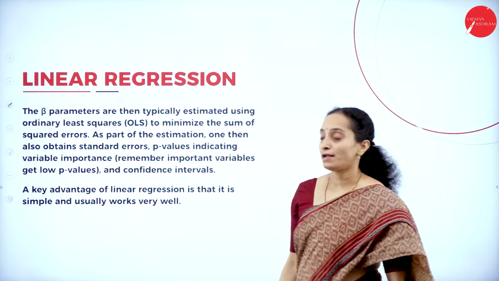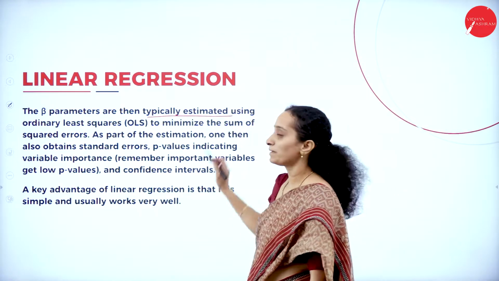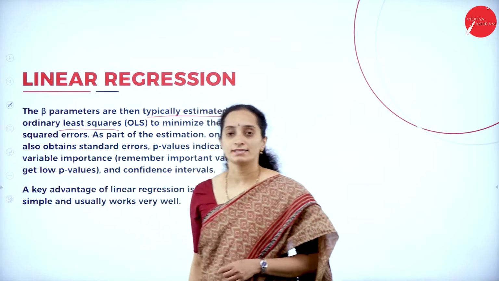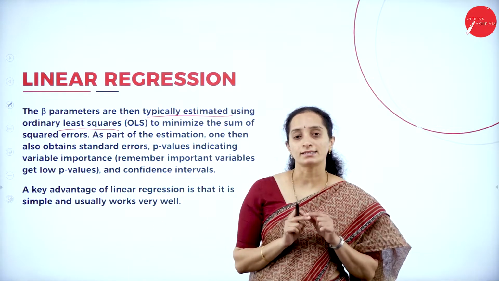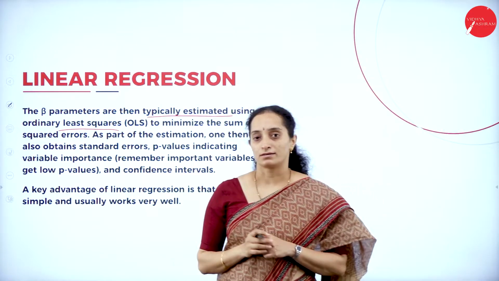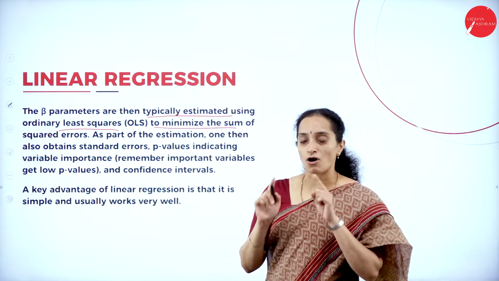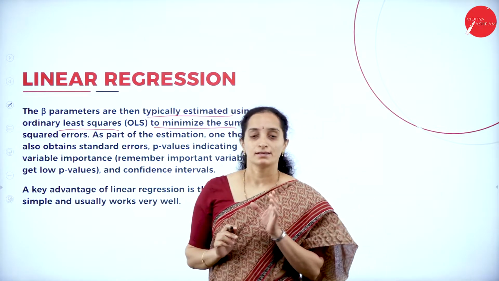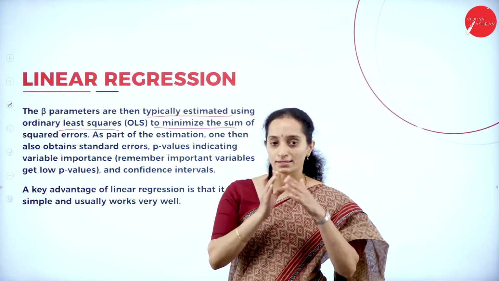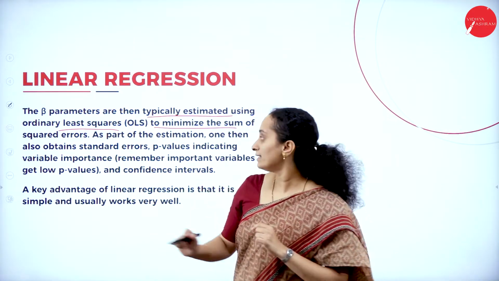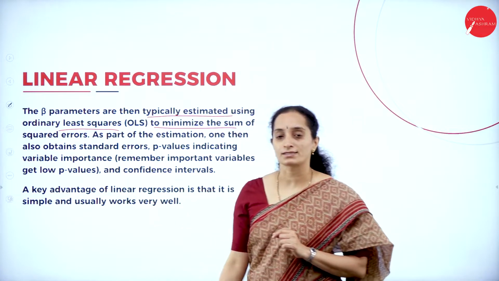The beta parameters are then typically estimated using ordinary least squares. You will use least squares to minimize the sum of squared errors. Minimizing the sum of squared errors means the unnecessary values will be removed by the ordinary least squares.